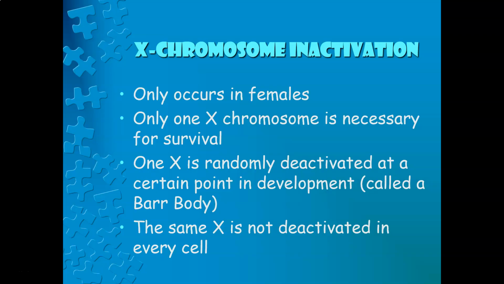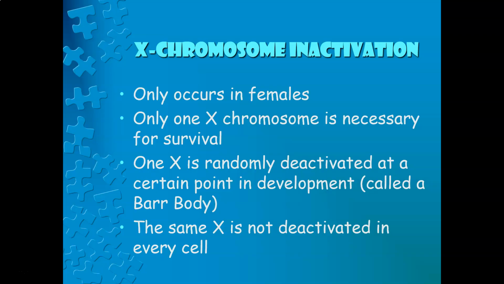So, if I were to go up to a female and take out a cell from her calf, and look at which X chromosome was shut down, it may look very different from the X that I pull out of her fingers or out of her skull. So all of those X chromosomes that do get deactivated, they get condensed. We call them bar bodies. The one that is uncondensed is the one that's being expressed.